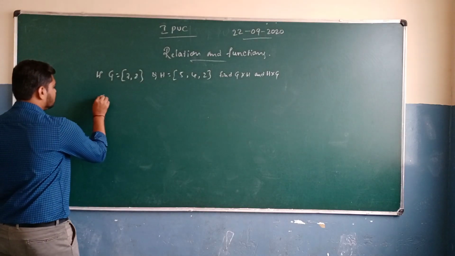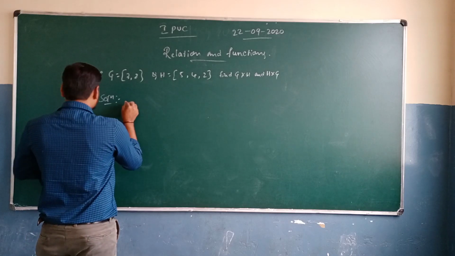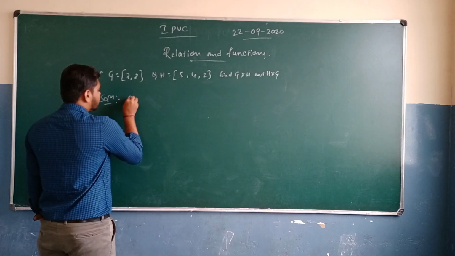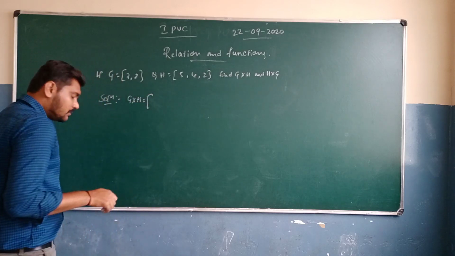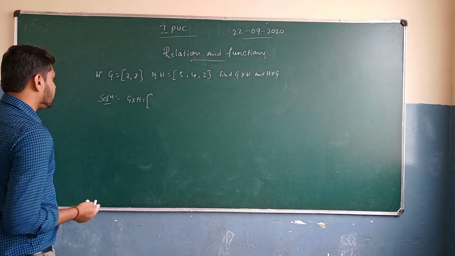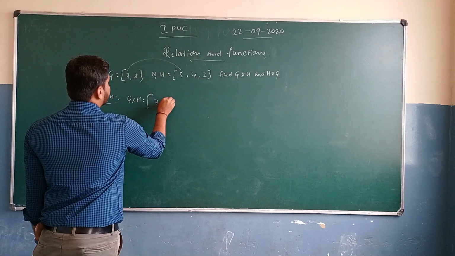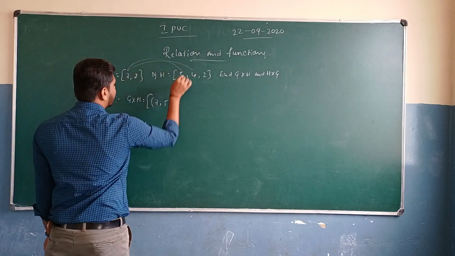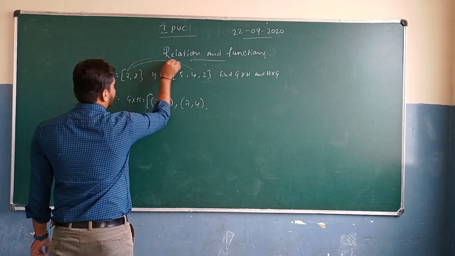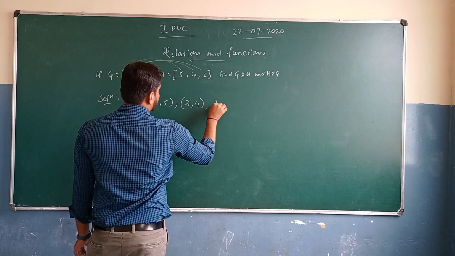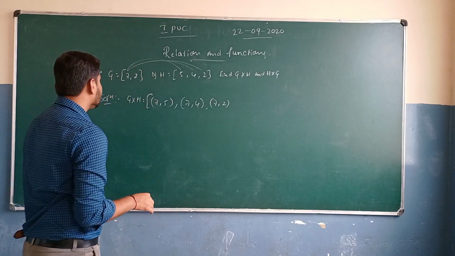So the solution here is going to be, G cross H will have elements in the form of ordered pairs. So we can say that 7, 5 is the first ordered pair. The second one is 7 comma 4, and the third ordered pair is 7 comma 2. That's going to be the third element present in the Cartesian product G cross H.